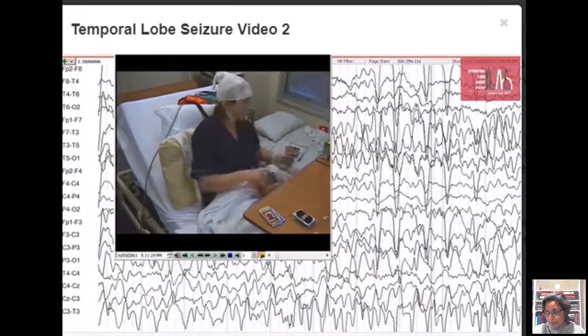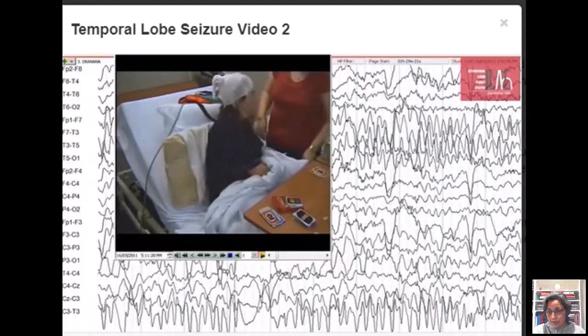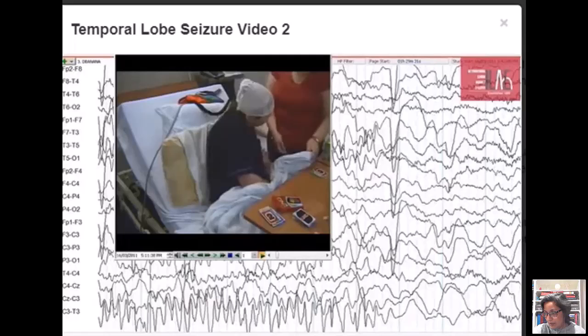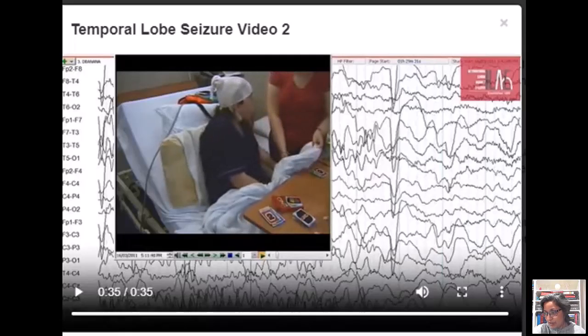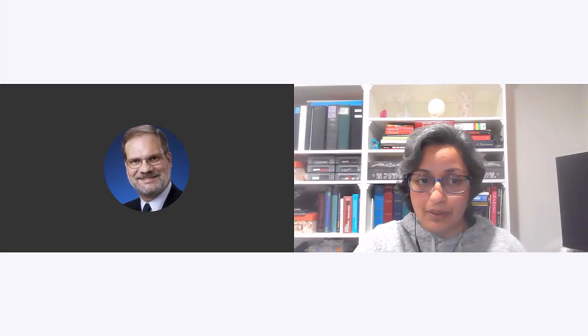It also shows the person is confused, and there is right arm dystonia. There are fearful expressions, and there were electrographic changes. So the right upper extremity dystonia and left hemispheric temporal lobe seizure.